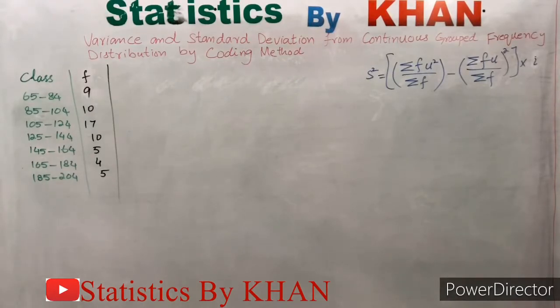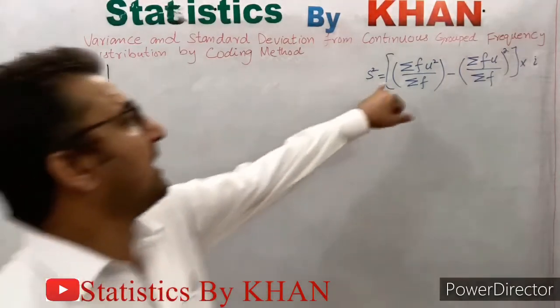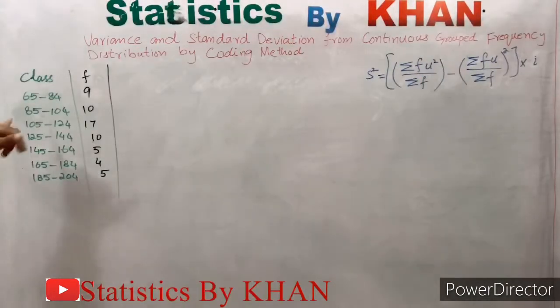Now if we focus upon the formula, we need summation fu square. But in the dataset there is no u. It can be obtained from x, but there is no x as well in the dataset. So for this purpose, first of all, we will compute x from this dataset, which is the midpoint of each class. So let's compute x.